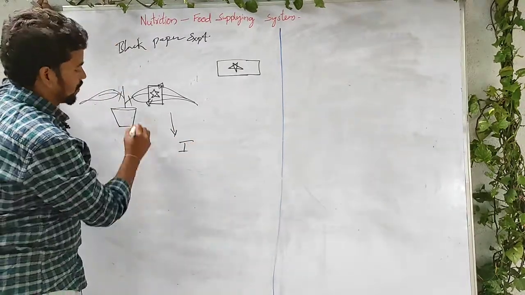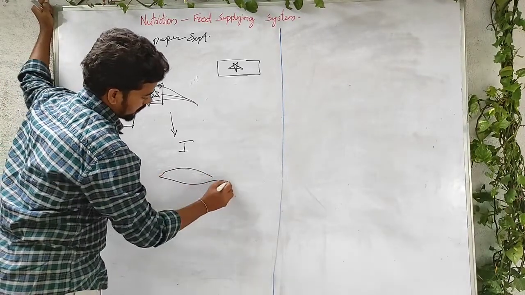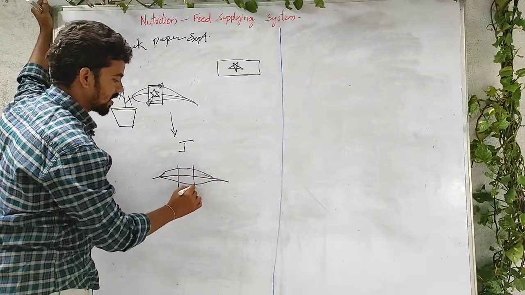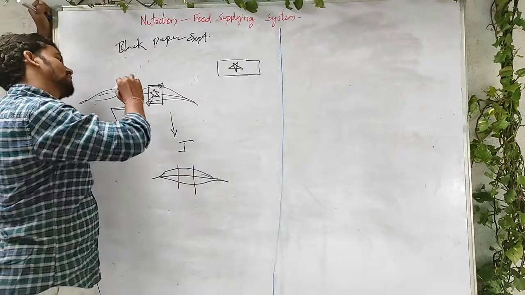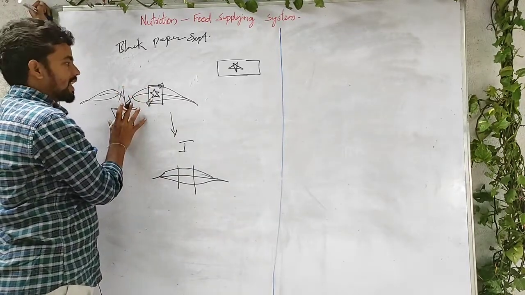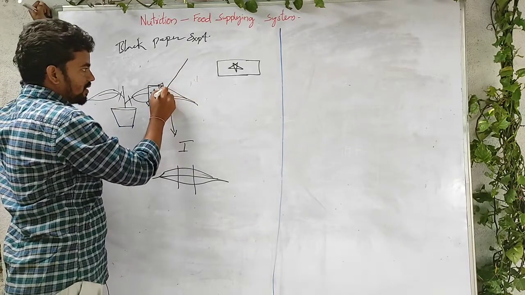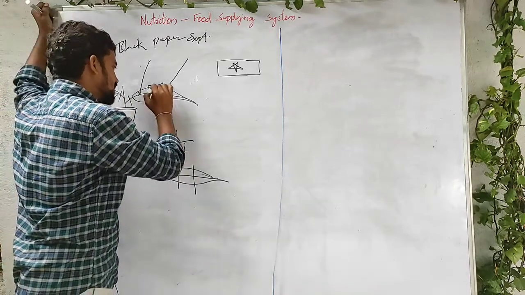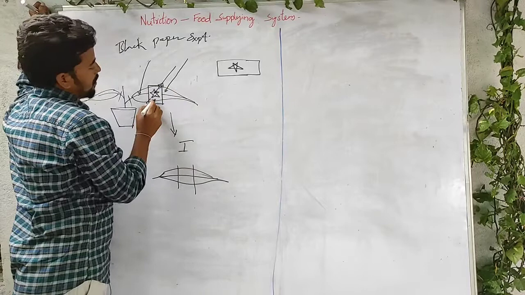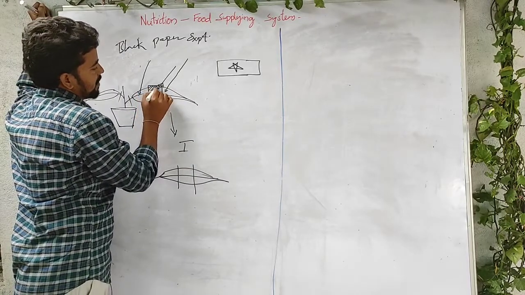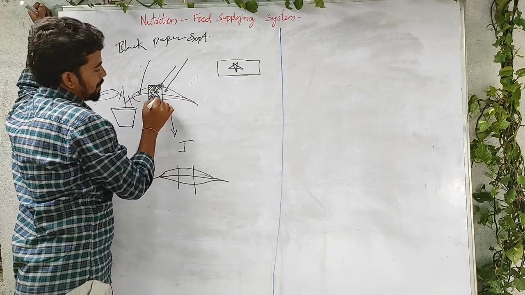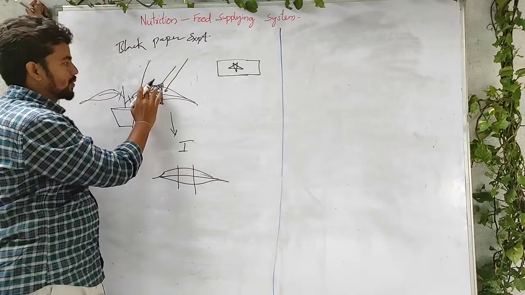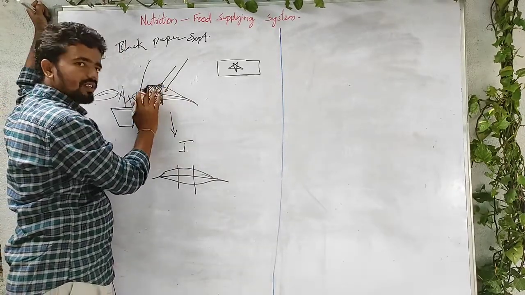Okay, iodine test. If you test this leaf with iodine, what happens? When you put this entire setup in the sunlight, the sunlight will fall on this portion, and also on this middle star portion. In the remaining portion, the sunlight will not pass. Why? Because this is black paper, right? So the sunlight will not fall on that portion.